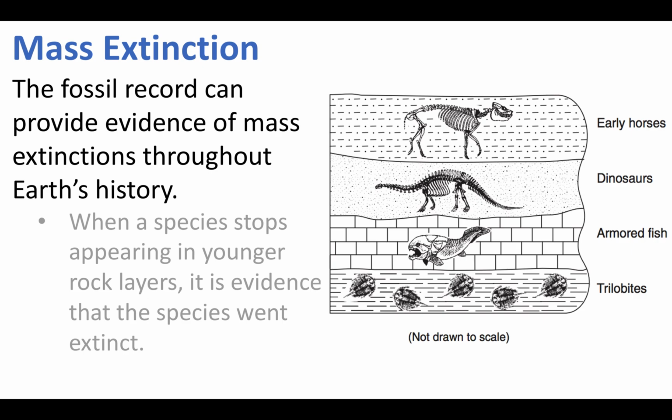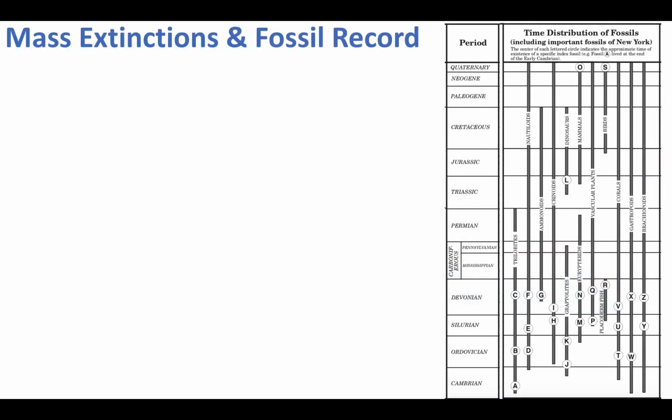If you look at this diagram here on the right, you have 4 different types of organisms in 4 of the rock layers. I'm going to focus on the bottom, the trilobites. The trilobites, you do not see them appear in other layers that are more recent. That's not a coincidence. If you don't see the trilobites appear in younger rock layers, the general conclusion is that that species went extinct.